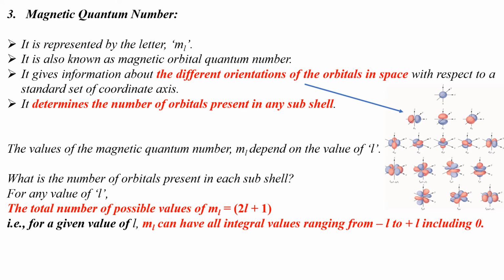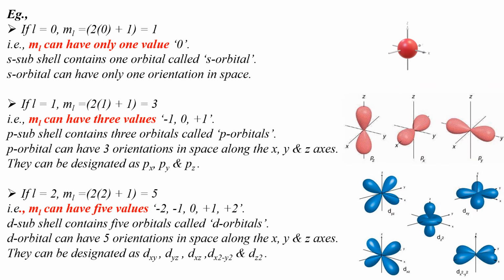Now, what is the number of orbitals present in each subshell? Let's see. For any value of l, the total number of possible values of ml is 2l plus 1. For a given value of l, ml can have all integral values ranging from minus l to plus l, including the zero in between. Let's see how to calculate the total number of orbitals in any subshell using 2l plus 1.